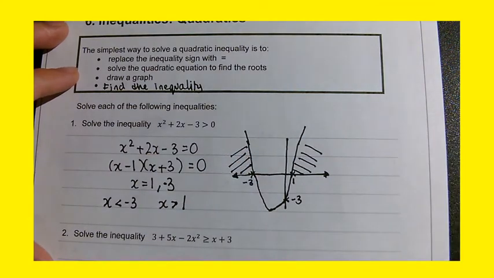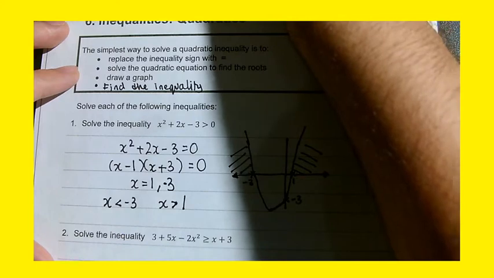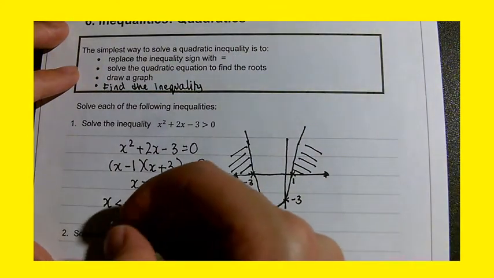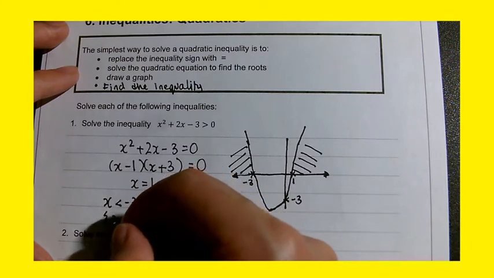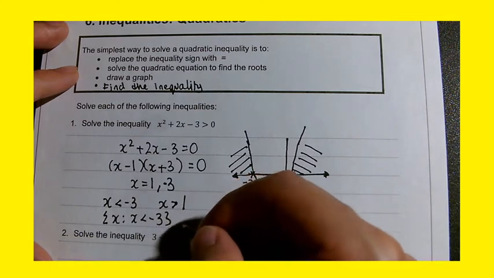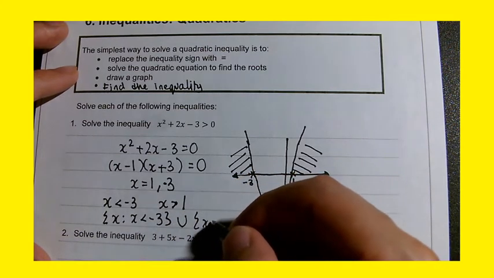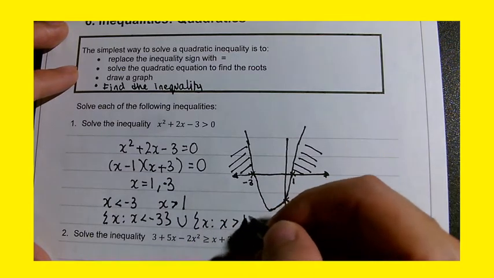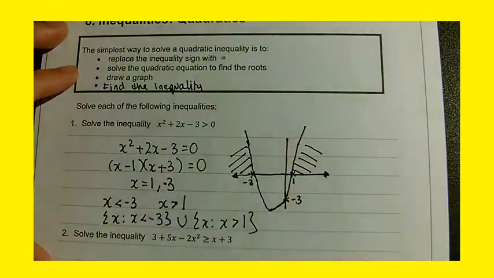Okay, and they're two separate inequalities, which you could write in terms of set notation, and that would be as such: x less than -3 or x greater than 1. Okay, so that's the first question.